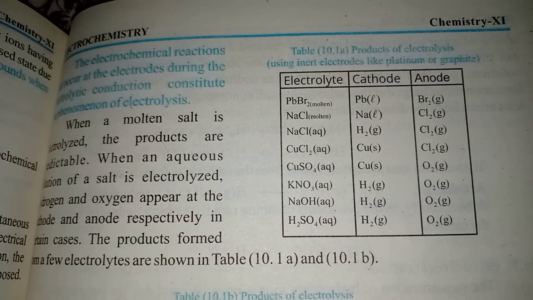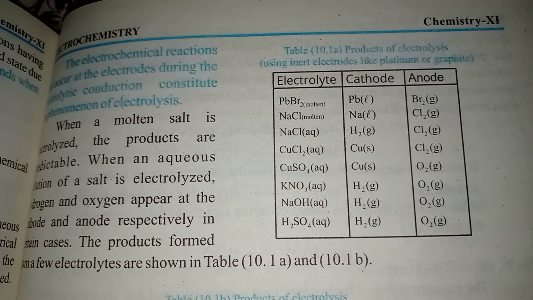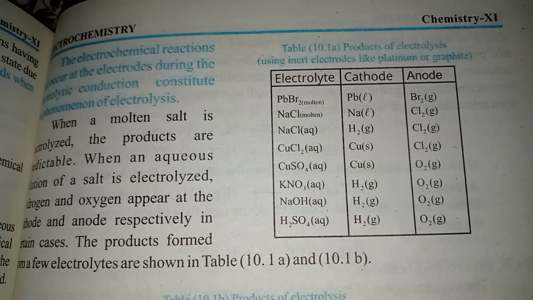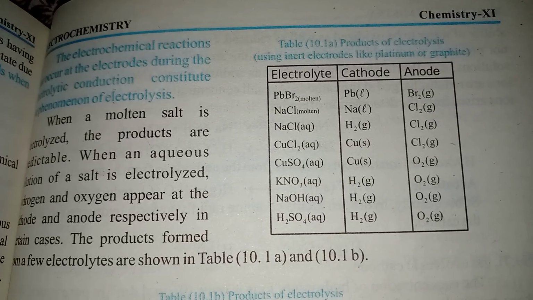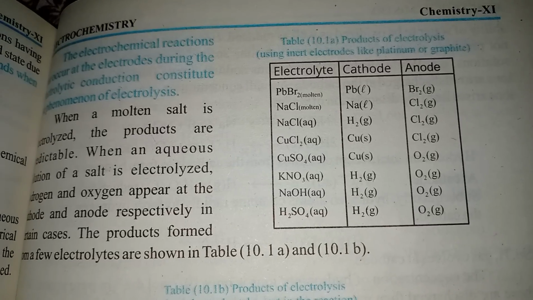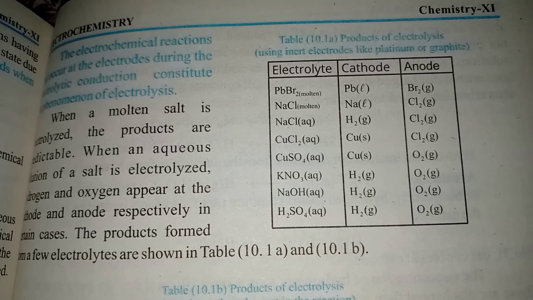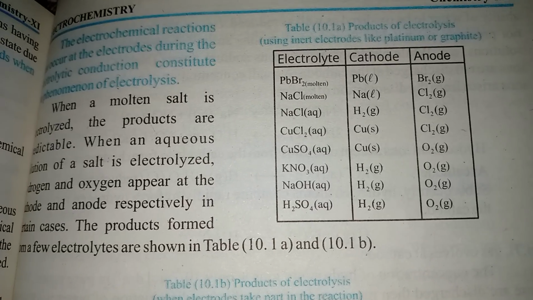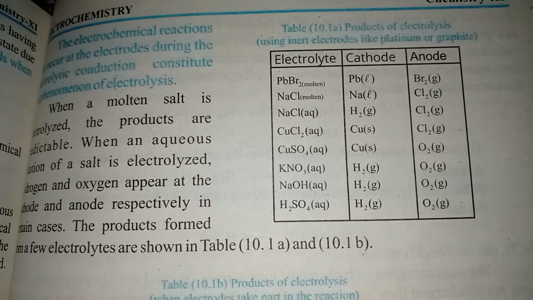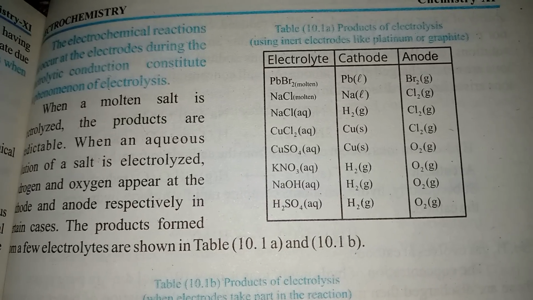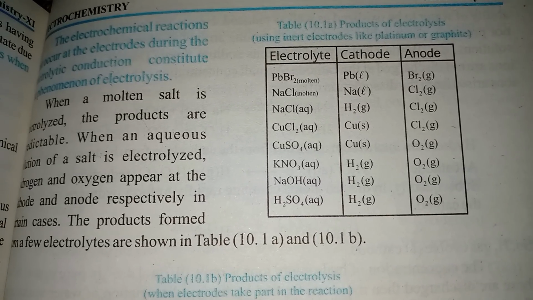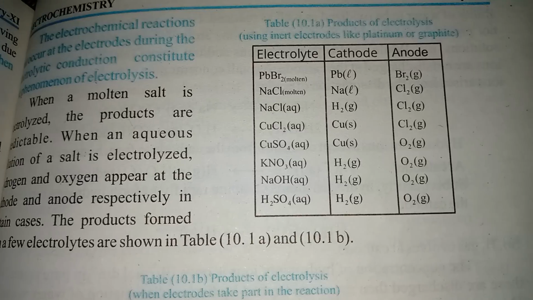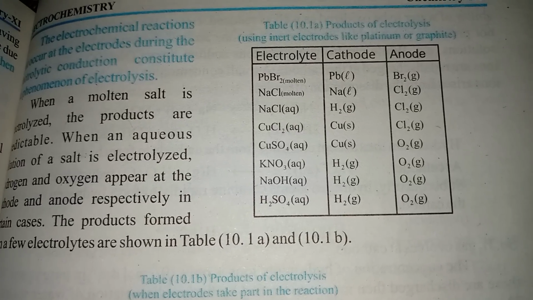Electrode, electrolyte, cathode, anode. Electrolyte is PbBr2 molten, cathode Pb(l), anode Br2(g). Electrolyte NaCl in molten form, cathode Na(l), and anode Cl2(g). Electrolyte NaCl in aqueous solution, cathode H2(g), and anode Cl2(g). Electrolyte CuCl2 in aqueous solution, cathode Cu(s), and anode Cl2(g).